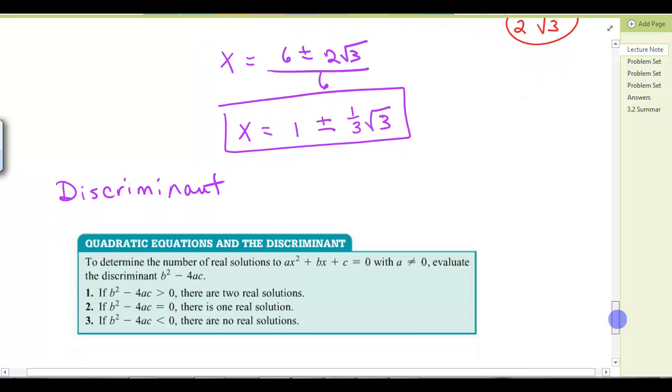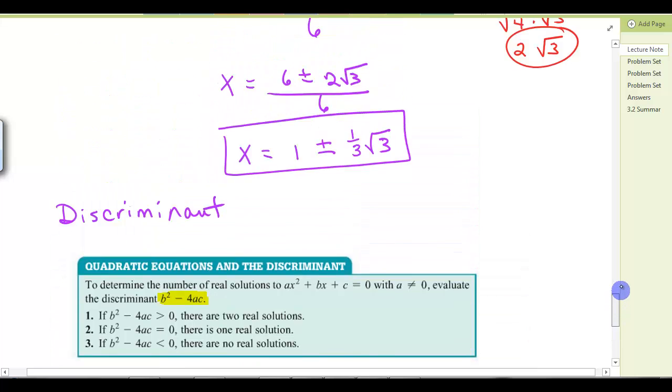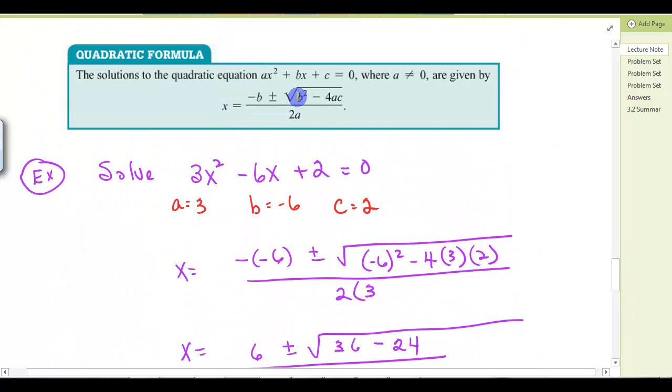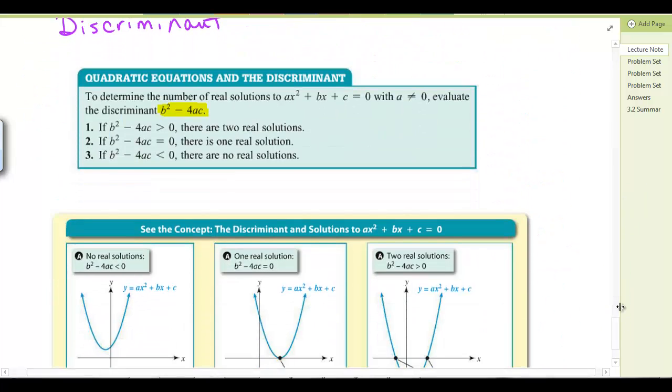And the last thing that we want to get in our notes is the discriminant. The discriminant is this thing right here, and it should look familiar. It's that part of the quadratic formula that's inside here. Okay, so just the discriminant itself tells you about the roots.